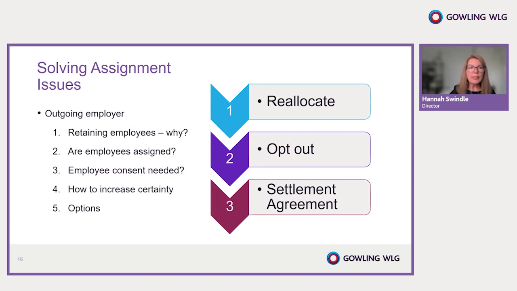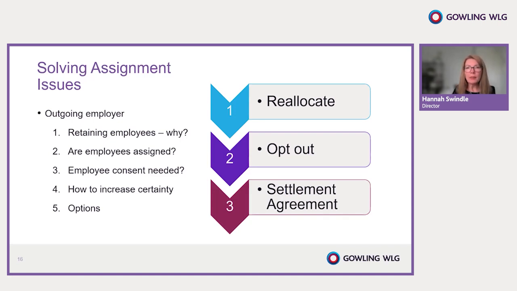But if you do consider that the employees are assigned, then they're going to transfer automatically if nothing else happens. They don't need to agree to the transfer. This, of course, happens by operation of law. So what might you do to try and deal with this? An outgoing employer might try to reassign the staff elsewhere, maybe onto different customer contracts or services, or move them around generally into different parts of the business.